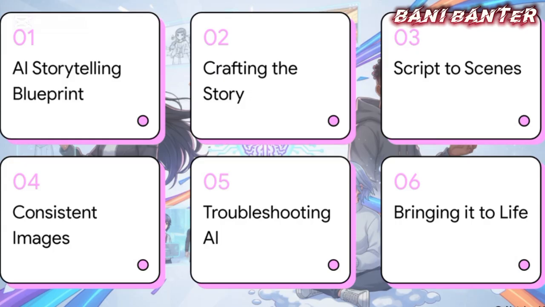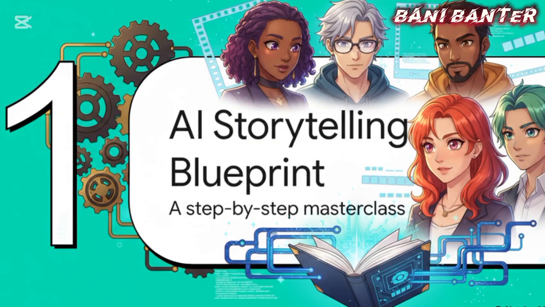So here's the game plan for this explainer. We're going to start with the foundation, the story itself, then we'll move on to breaking it into scenes, generating those consistent visuals, fixing the weird stuff AI does, and finally putting it all together into an awesome finished video. And look, this isn't just a one-off tutorial. What we're building here is a repeatable system, a true masterclass that you can use over and over to create stories of any length, whether it's a quick 10-minute short or, hey, even a full series.